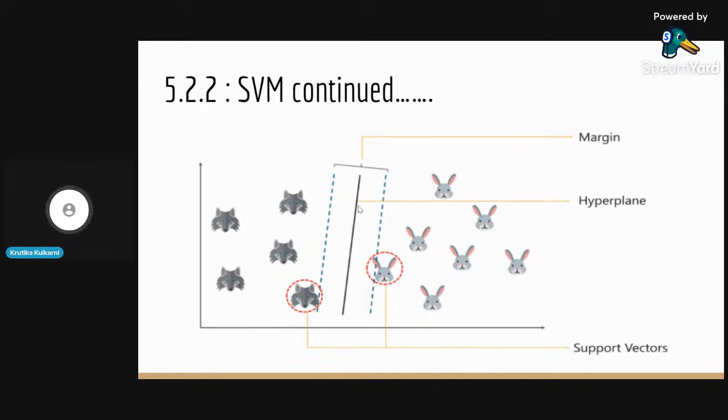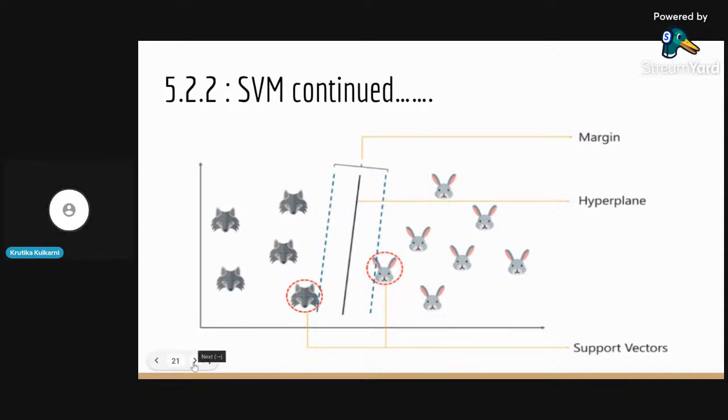It draws a decision boundary, which is called a hyperplane, between those two classes in order to separate and classify them. Okay, and these circles in red are called the support vectors, and the goal of the hyperplane and the goal of the SVM model is to maximize the margin between these two support vectors. The larger the margin, the better the classification is, right?